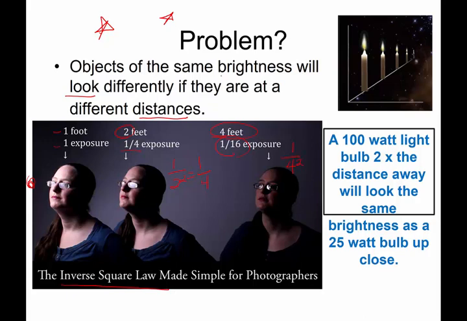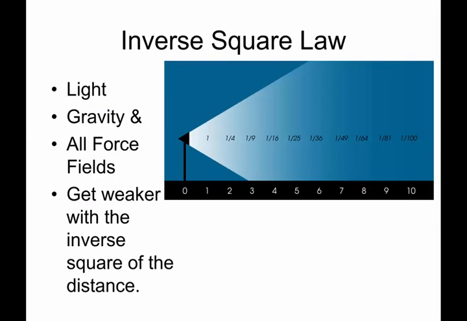So how bright something appears is going to depend to a great extent upon how far away it is. Another example is to say that if you had a 100-watt light bulb and you doubled the distance, it would appear to have the same brightness as a 25-watt bulb, or 1/4. Mathematically, this is the same as this situation: double the distance, 1/2 squared, 1/4 the amount of brightness. This relationship is referred to as the inverse square law.